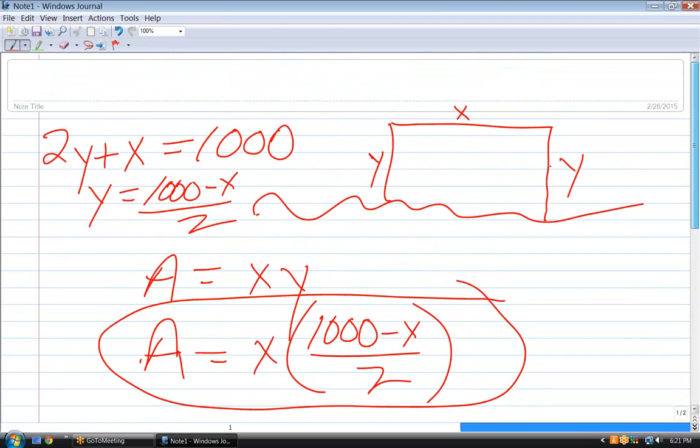Well, if x equals 500, we have 1,000 feet of material. These have to be 250 each. In other words, once we've solved for x, we can go back into this formula up here to solve for y. Okay, I see where I was going wrong with that. And there's our dimensions.